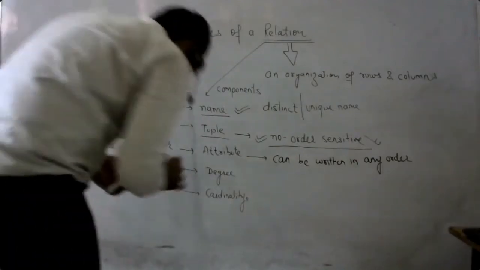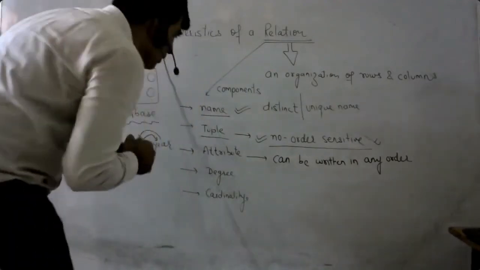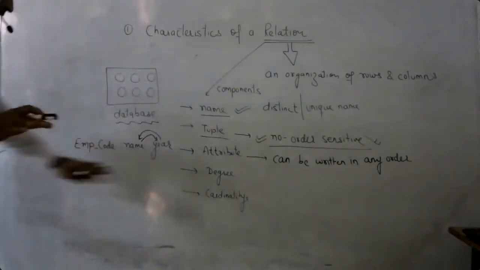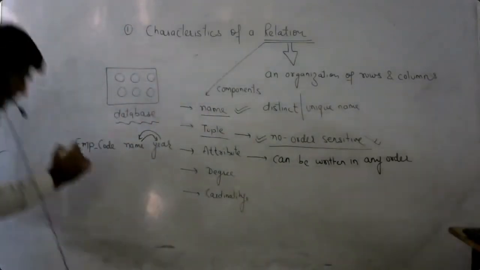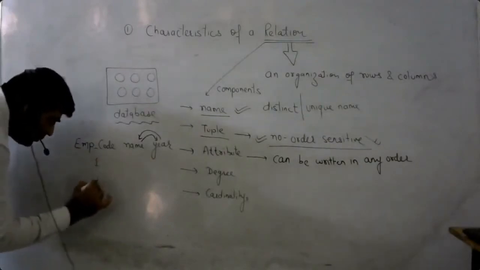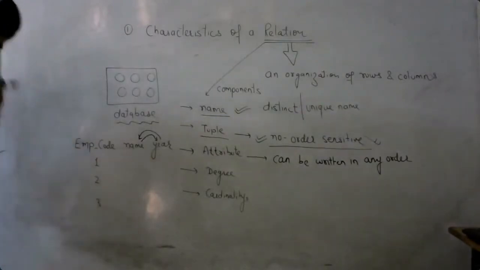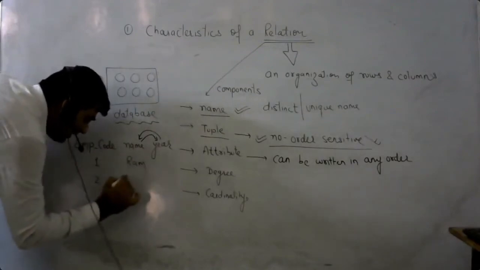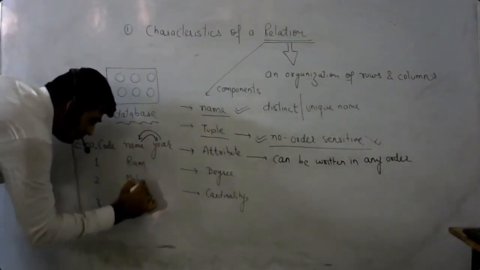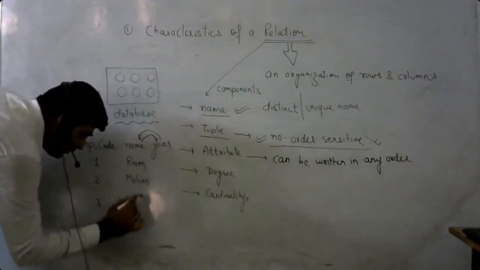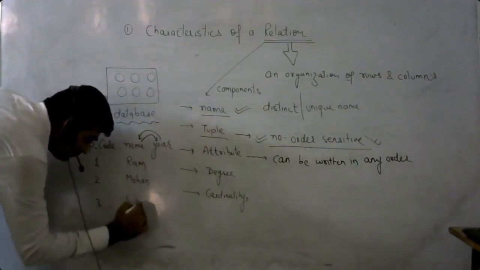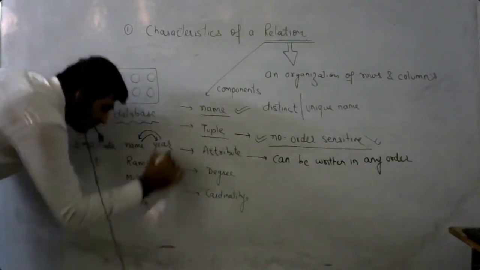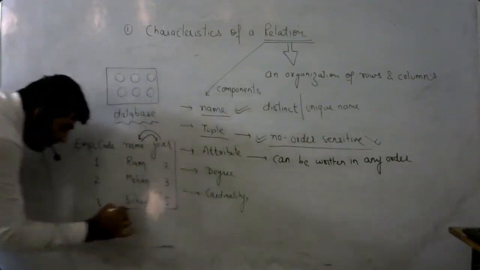Okay, if we talk about the next characteristic of a relation, suppose there is a relation, there is a table here. EMP code is 1, 2, 3. Here name is Ram. Here name is Mohan. Here name is Sohan. Experience 2 years, 3 years and 5 years. Here we have this relation.